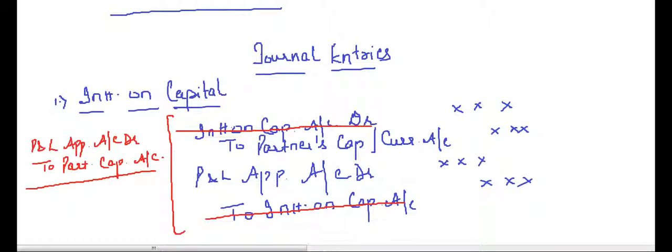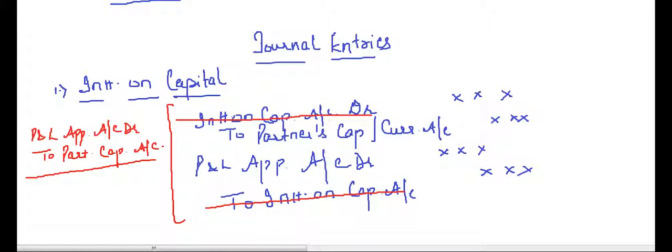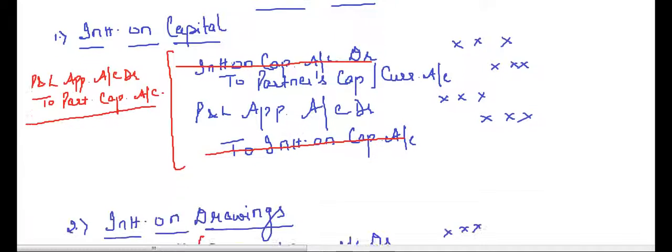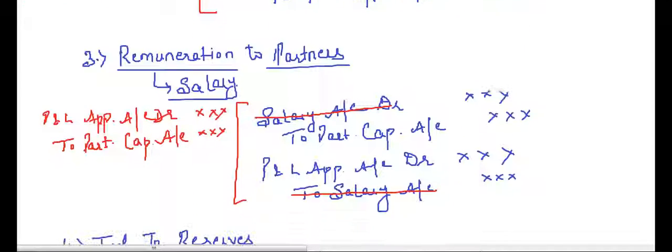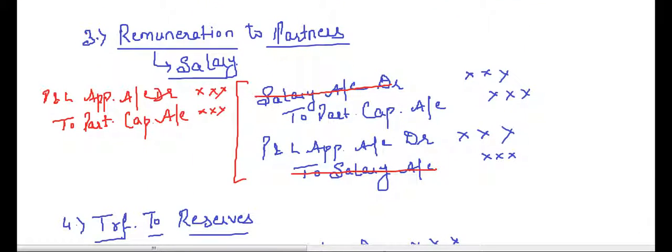Interest on capital, it is an expense, we will debit it. Partners become our creditors, so we will credit the partners' capital or current account. That is, P&L appropriation account debit to interest on capital account when the interest on capital is paid. Then interest on drawings is an income for the partnership firm, so the entries will be absolutely reverse. Then remuneration to partners, say salary, is again an expense, just treated like interest on capital.